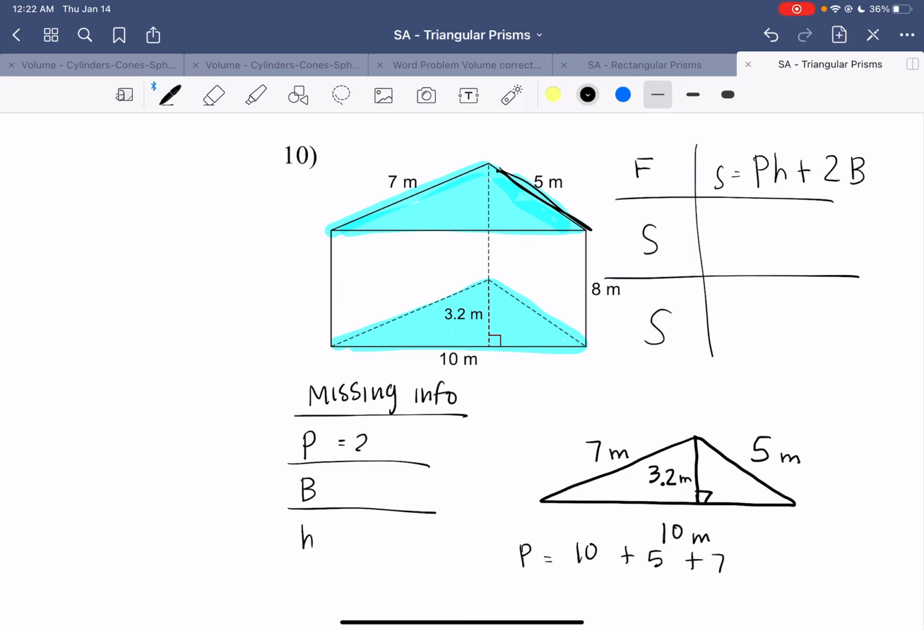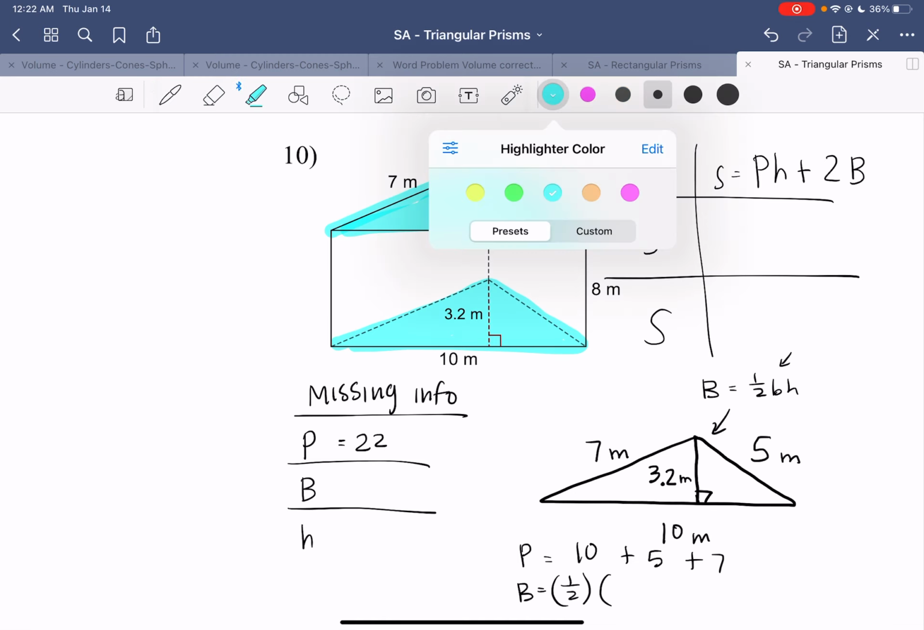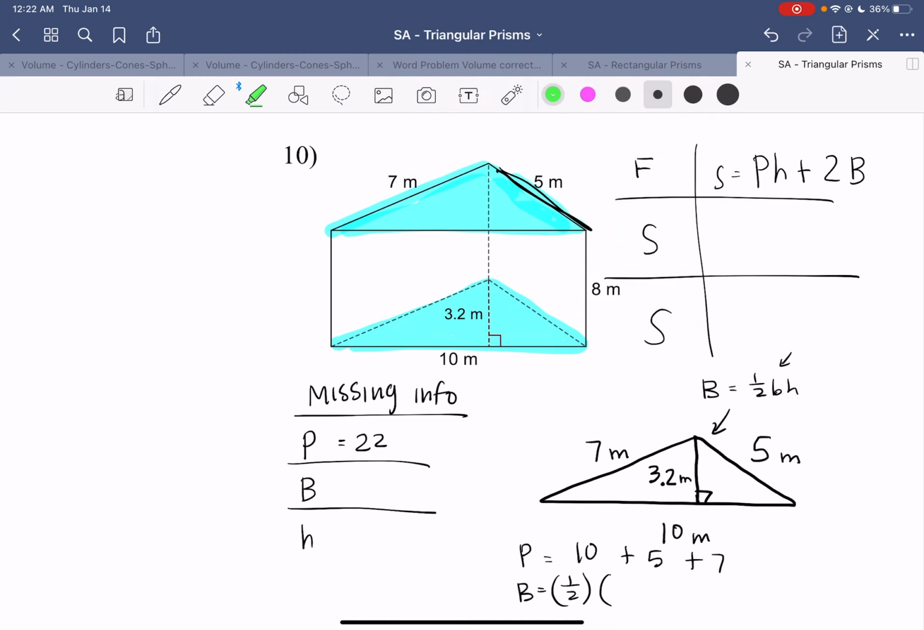Okay, now we're going to find the area of our base. So remember, our base is our 1/2 base times height because our base is a triangle. So that's our area formula. 1/2 base times height is our area formula. And so we'll do 1/2 times the base. And again, remember what I said before is that the base and the height are what form our right triangle, our right angle. So we have 10 as our base and our height is 3.2.